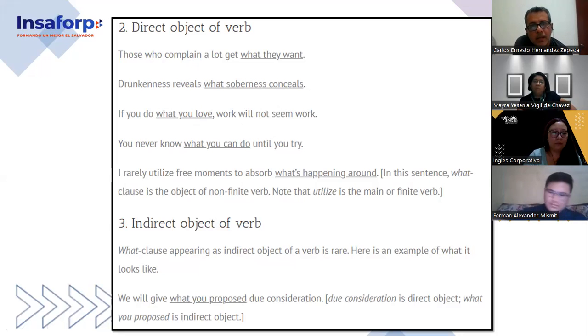Those who complain a lot get what they want. Drunkenness reveals what soberness conceals. If you do what you love, it will not seem like work. Very good, thank you, Mayra. You never know what you can do until you try. Utilize three moments to absorb what's happening around you.